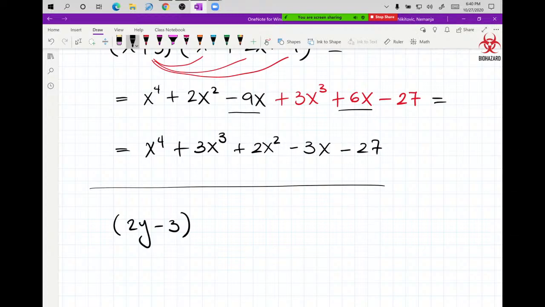The words are spoken through me. 2y minus 3 times 3y squared minus 2y minus 2. Go. 18, 17, 16. Just to make it worse.